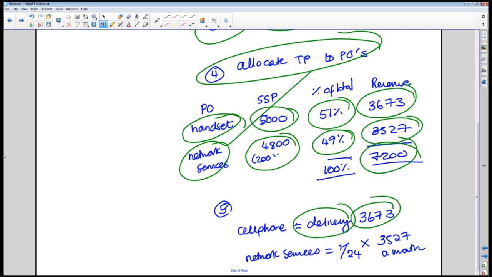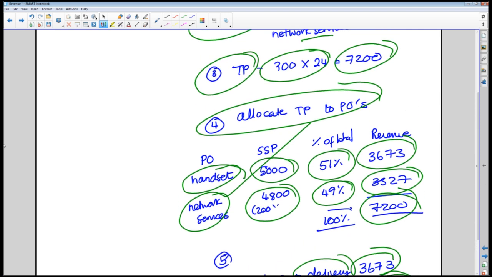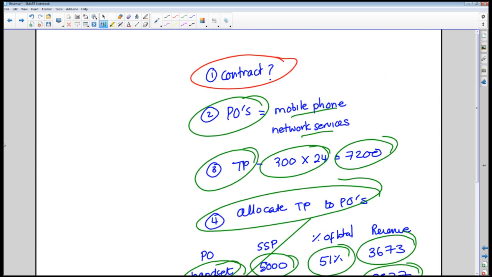Now, with the network services, this is an example of a performance obligation that you satisfy over time. So you're providing network services for 24 months. Every month, as you provide those network services, you recognize 1 out of 24 of 3,527 rands. That 1/24th of that amount will be the revenue that you recognize on a monthly basis. So this is an example, and hopefully you can see how to actually apply the five-step revenue model.